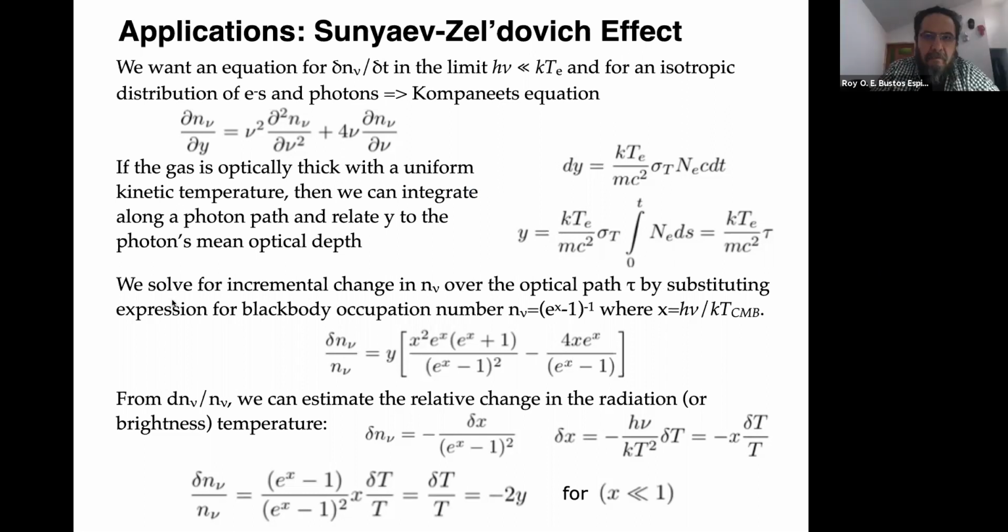And so we substitute in our expression for a black body occupation number. So the number equals this. And we also can redefine our frequencies as a function of the temperature of the CMB, which is X here. And so we plug these in, substitute them, and we get out something which looks like this. And so we have our exponential form here, and our double derivative and our single derivative here.